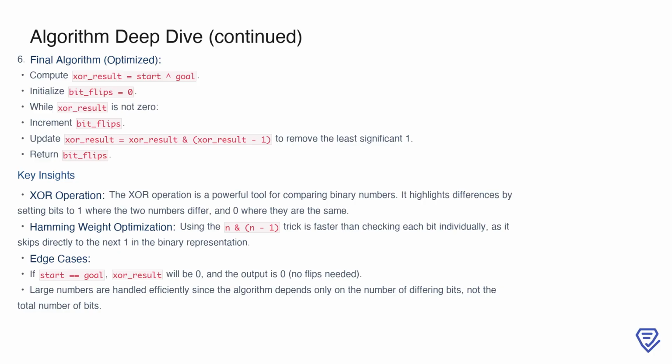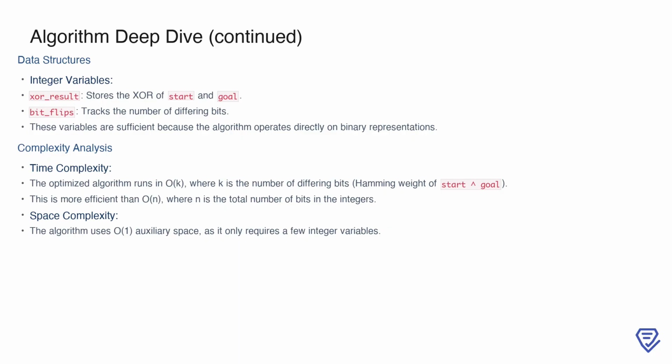Additionally, the algorithm scales well even for large numbers since its performance depends only on the number of differing bits, not the total number of bits. This algorithm requires minimal data structures. Specifically, we use two integer variables, XOR_result to store the XOR of start and goal, and bit_flips to count the number of differing bits. These variables are sufficient because the algorithm operates directly on the binary representation of the numbers.